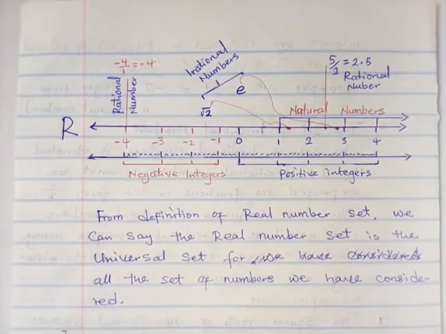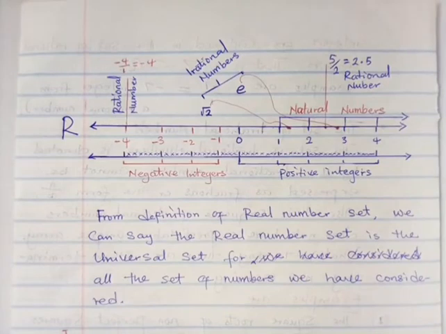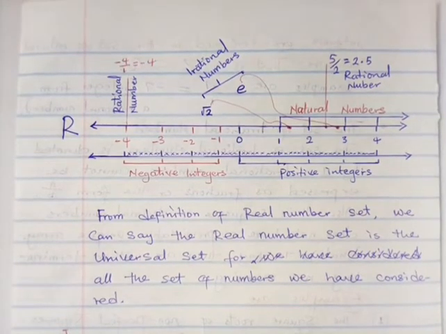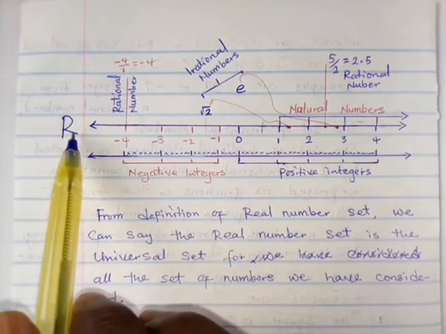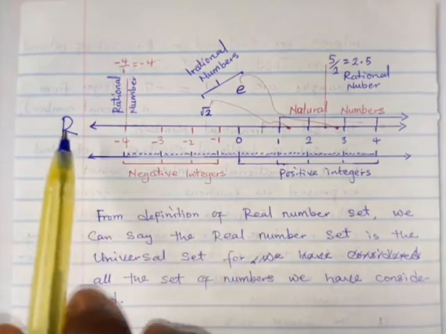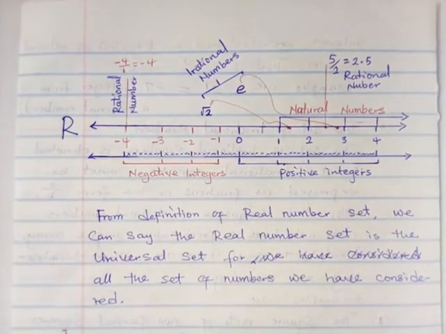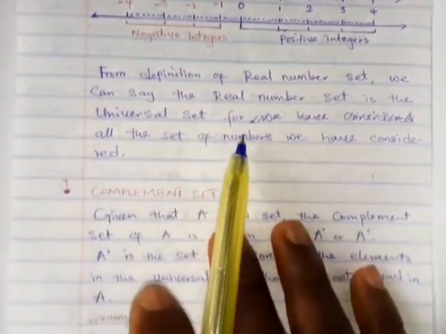So from the definition of the real number set, we can say that the real number set is the universal set for all the sets of numbers we have considered. So numbers like natural numbers, integers, rational and irrational numbers are all subsets of the set of real numbers. We proceed to the next one.